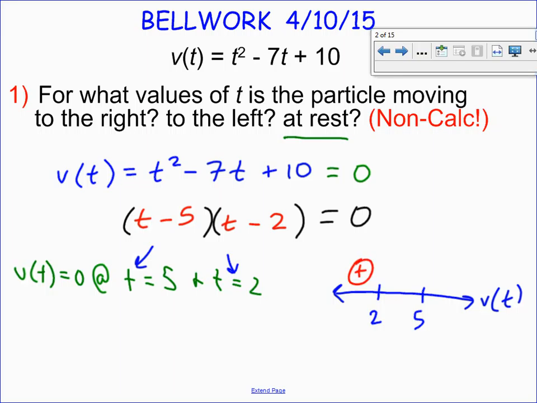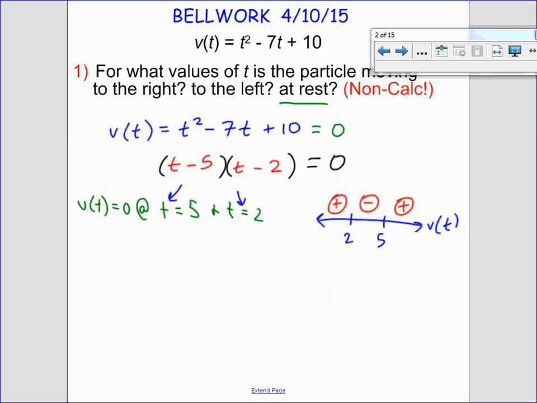A convenient value on the next subinterval, Tyler? 3. Negative, positive, overall negative. And a convenient t value on the next interval, Michael? 6. Positive, positive, positive. Great. So we can see from our sign test and analysis that the particle is moving to the right on the time interval t equals 0 to 2 and 5 to infinity. The particle is moving to the left on 2 to 5. So all we need to do now is state that.